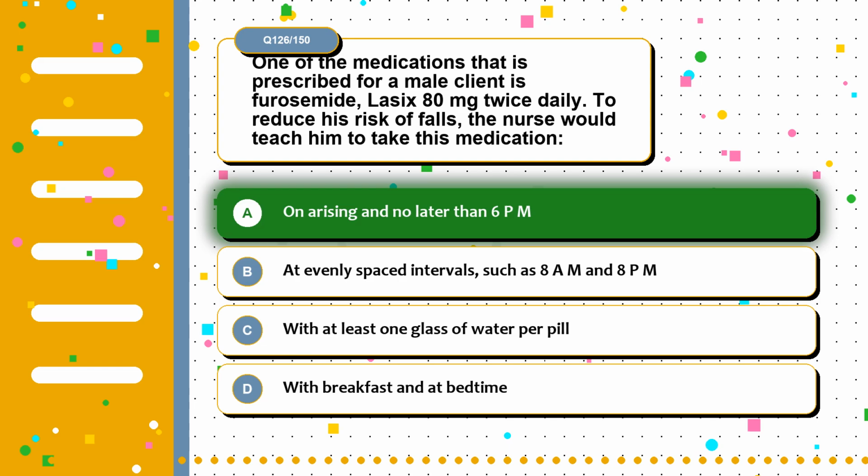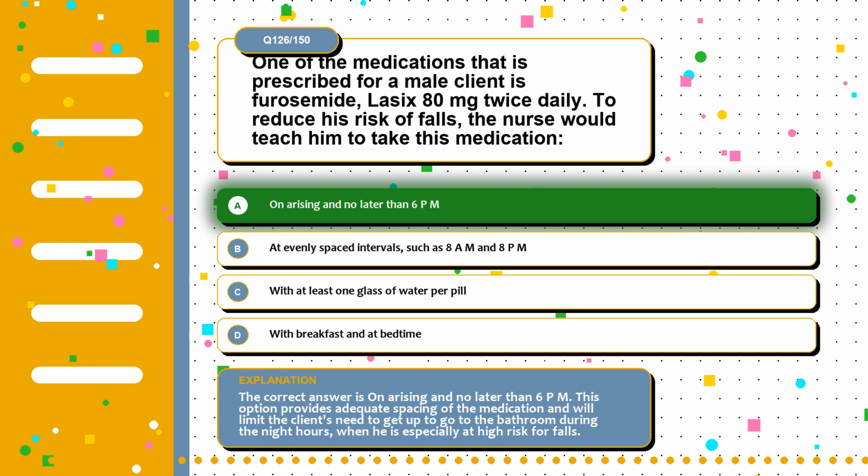The correct answer is option A. On arising and no later than 6 p.m. This option provides adequate spacing of the medication and will limit the client's need to get up to go to the bathroom during the night hours, when he is especially at high risk for falls.